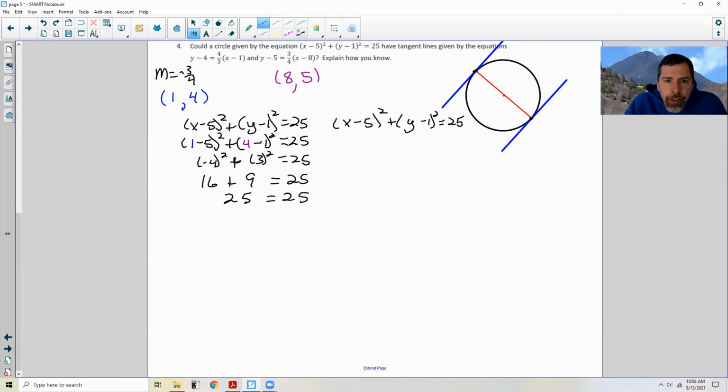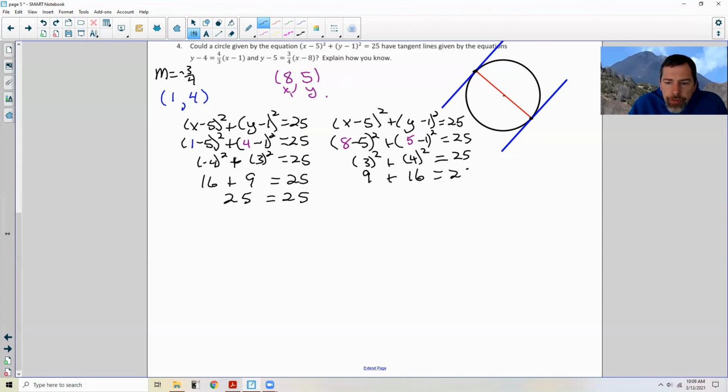So we're going to do it again over here. We're going to substitute in our x with this x and this y. And x is 8 minus 5 squared plus y, which is 5, forgot to make it purple, 5, this y, minus 1 squared has to equal 25. 8 minus 5 is 3. 5 minus 1 is 4. Okay, and 3 squared is 9 plus 4 squared, which is 16, equals 25, and 25 equals 25.